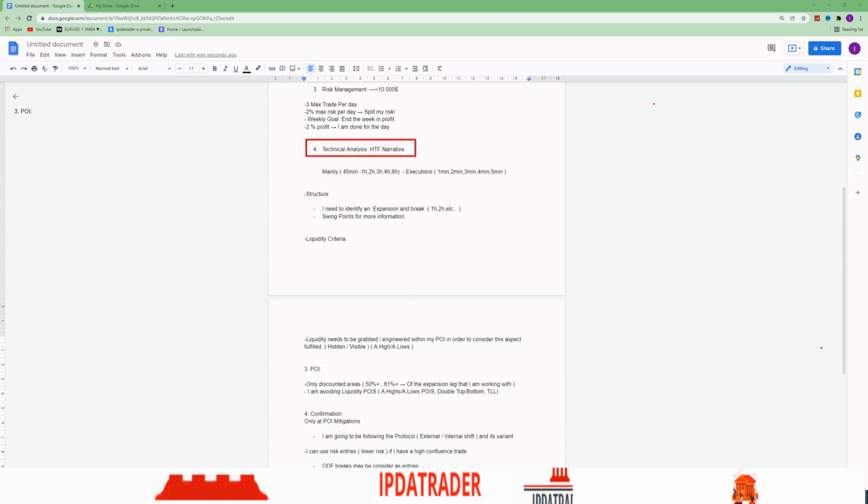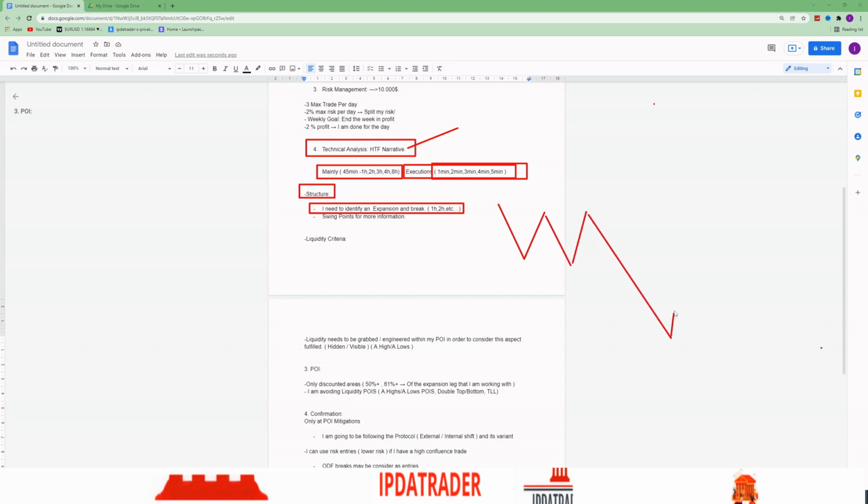Technical analysis, always keep in mind higher time frame narrative. Another thing is, what time frames do you want to be working with? And once again, you decide that based on your lifestyle. For me, mainly 45 minutes, 1 hour, up to the 8 hour in terms of structure, POI, and liquidity. And my executions are mostly going to be available within those time frames over there, okay? Structure play, I need to identify an expansion and a break, right? Pretty simple. Let's do that once again.